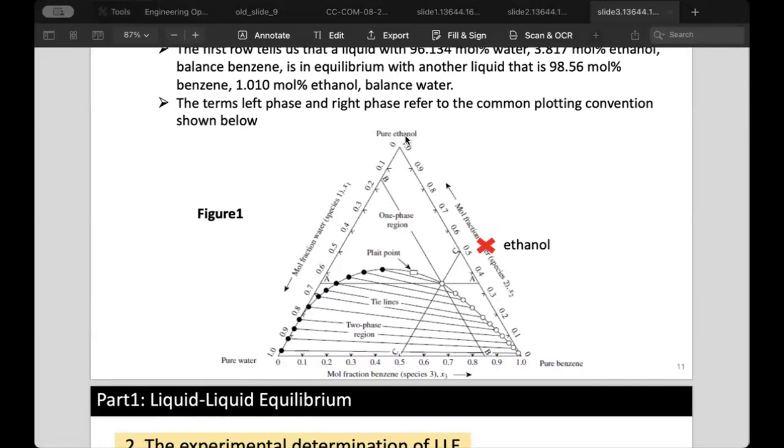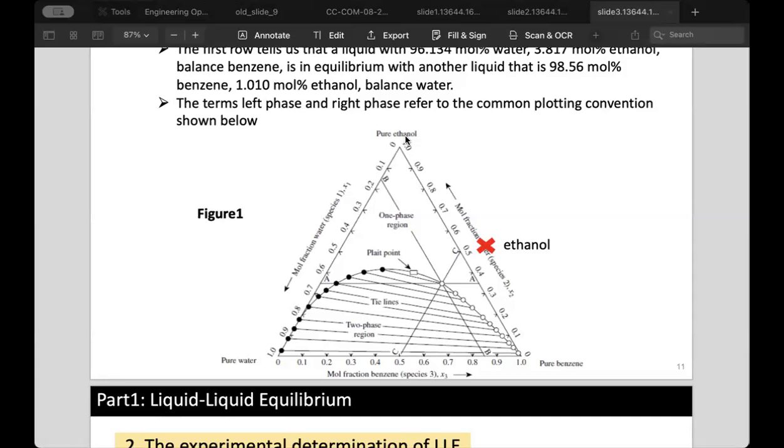Okay? And if we draw a line between the point on the left hand side and on the right hand side, we call it the tie line. Tie line means a line that connects two points in the same equilibrium. And we can construct this curve. What does it mean for this curve?